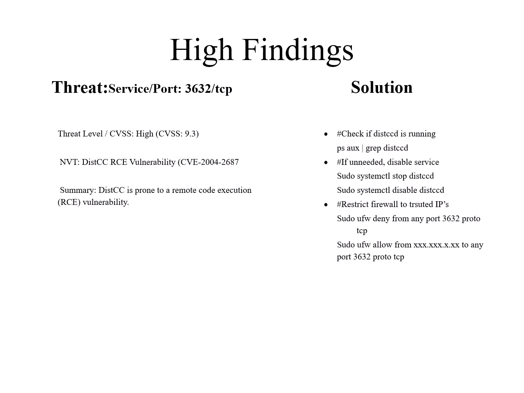Next threat is on port 3632 involving TCP. It is a threat level of CVSS 9.3, and it is a DistCC vulnerability, and it is prone to remote code execution. So what we want to do is check if the service is running. If it is unnecessary, we want to disable this service, and we want to restrict the firewall to this service to only allow trusted IPs.